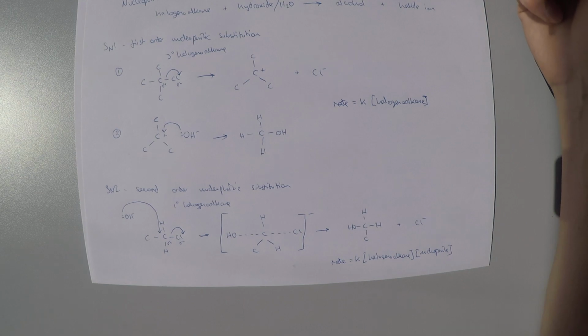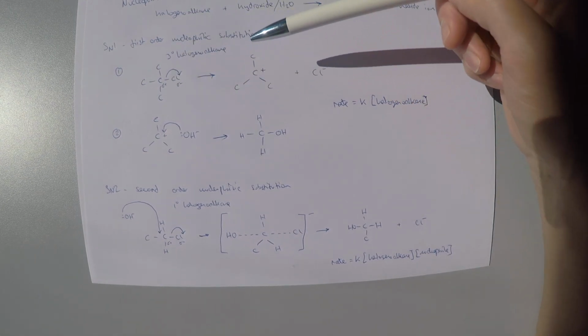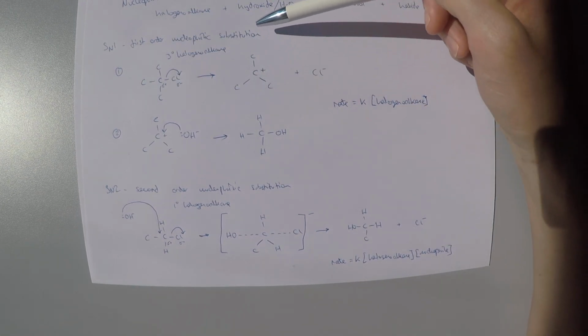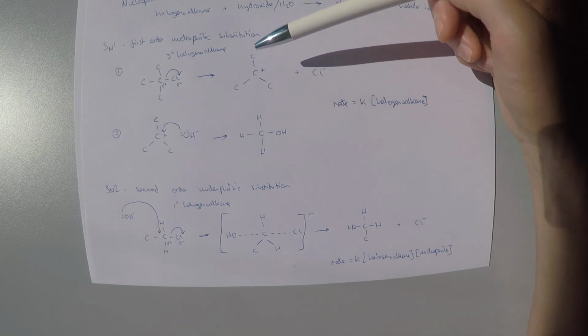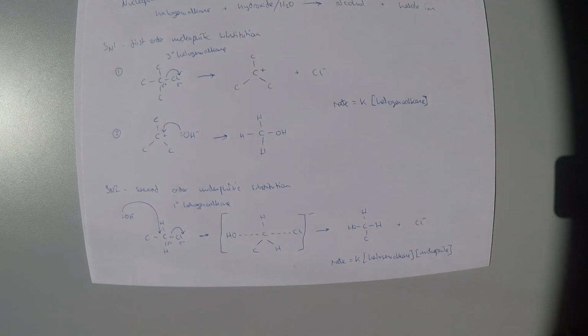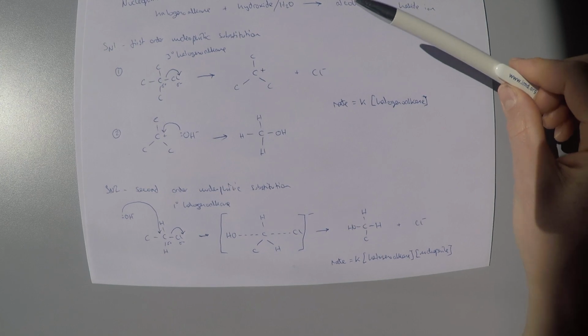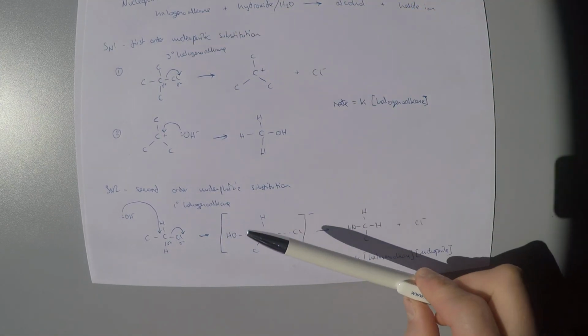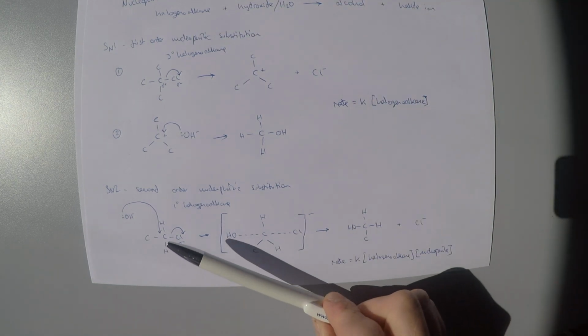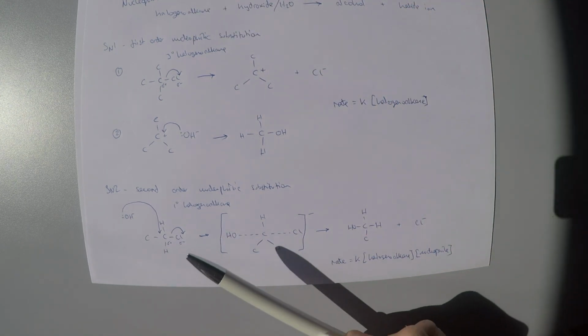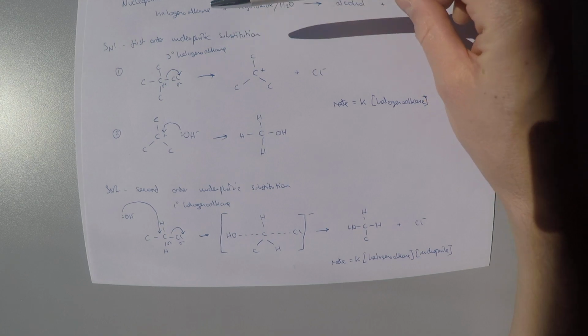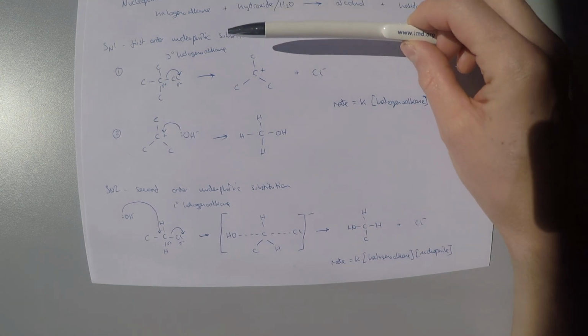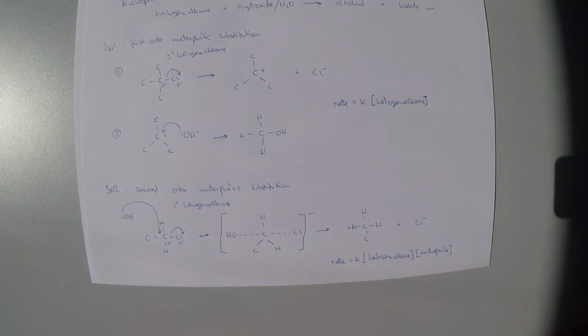For first-order nucleophilic substitution, the key factor here is the stabilization of the carbocation by the electron inductive effect. Tertiary halogenoalkanes will undergo nucleophilic substitution faster than primary due to the relative rates of first-order nucleophilic substitution to second-order. First-order is quicker, second-order is slower, so that's why these tertiary halogenoalkanes will react faster than primary ones.